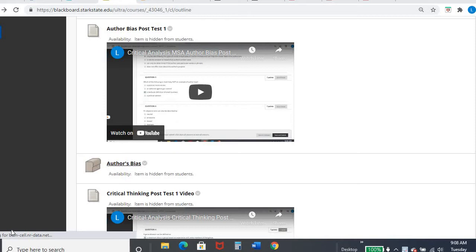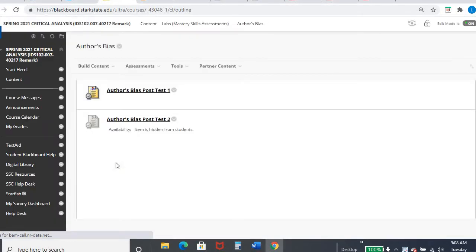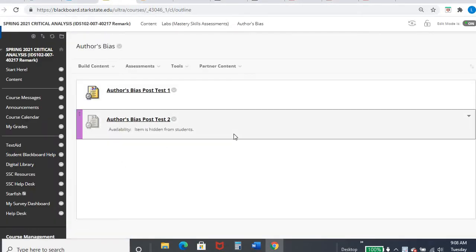This was kind of touched on in Chapter 8 and then was really the focus in Chapter 9. So Chapter 9 is the main chapter that really does introduce the bias that authors can or may not have and how you can identify bias in a piece of writing. So we're going to go ahead and get into author bias.